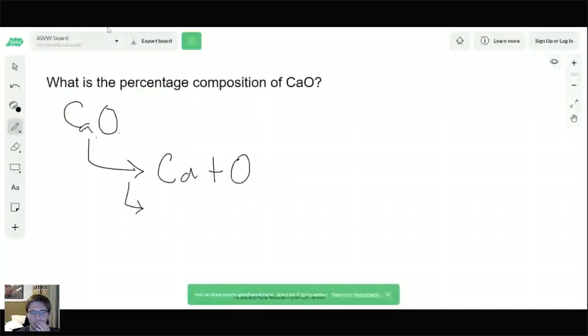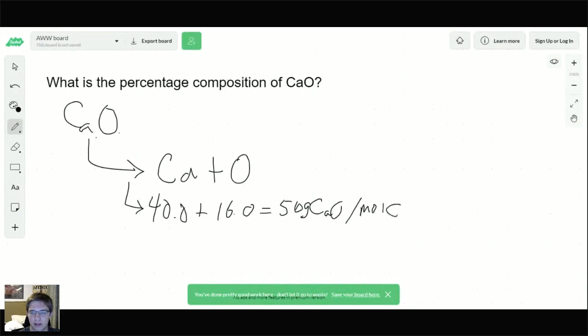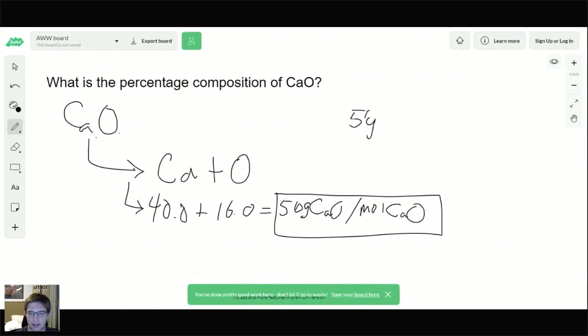So we go to our periodic table, and I'm going to be pretty generous with the rounding, just so I don't have to pull up a calculator. So let's say calcium is 40.0, and let's just estimate oxygen to be 16, right? That's going to give us 56 grams of calcium oxide per mole of calcium oxide. And so it's really going to be that 56 that's going to be important. Right, so in 1 mole of it, we have 56 grams. And that's where the mass comes in.